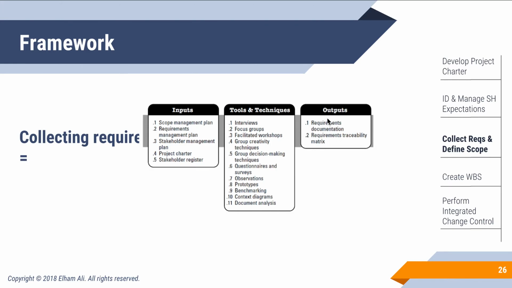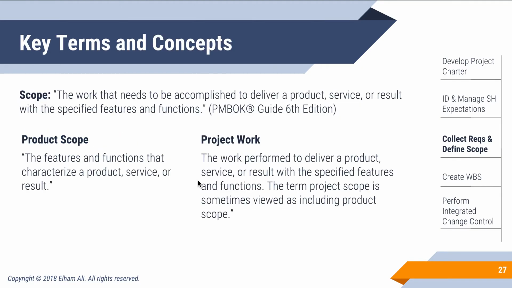requirements documentation, which is what you'll basically get from your project requirements and your product requirements. And you have a requirements traceability matrix. And that's basically understanding whose requirement does it belong to and who will be responsible for it. So that will go back again to your stakeholder register and how you gathered their expectation and information.